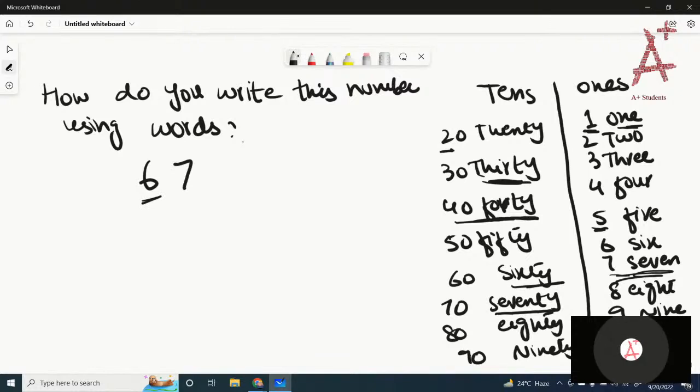67. So 60. First we pronounce the tens digit. Here you have 60. Put a hyphen sign and find the 7 in the ones column. Here you have the ones column, here you have 7. So 67. Got it? Okay, so we have done almost 10 questions from the test. You can complete the test by yourself.